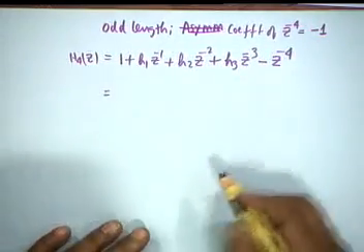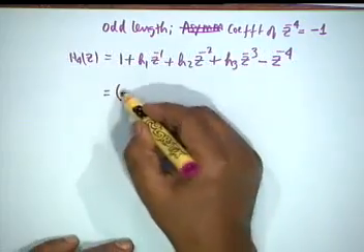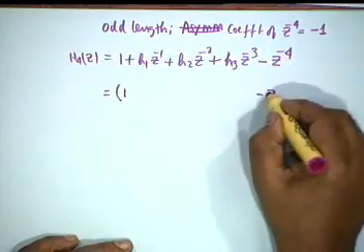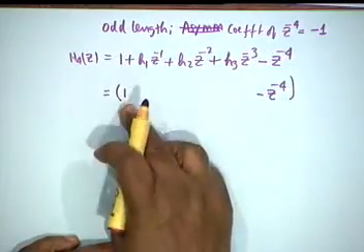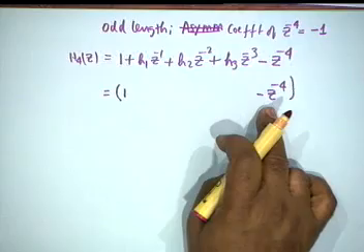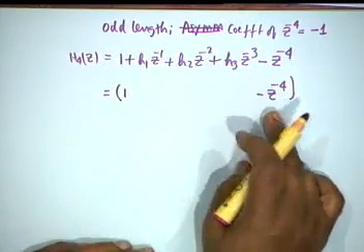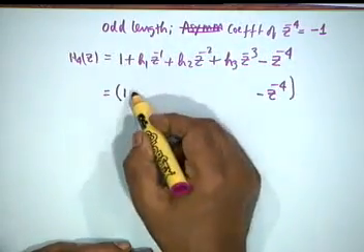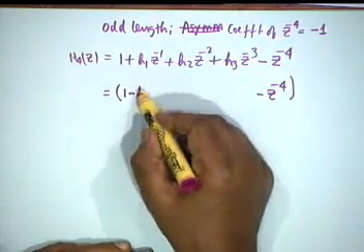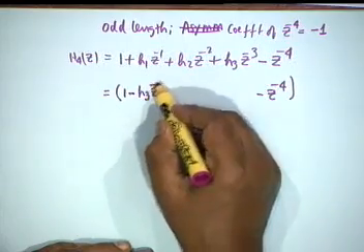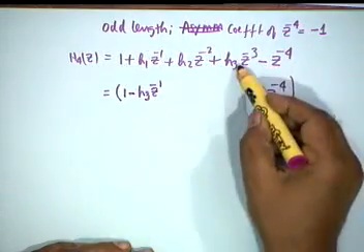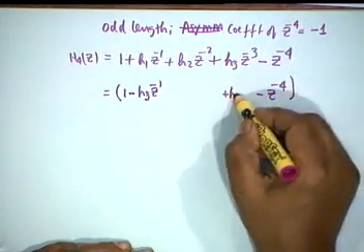To decompose this, we have to write like this: 1 minus Z to the minus 4. Since these are antisymmetrical, we have to make all of them antisymmetrical, and therefore, we have to make minus H3 Z inverse. I have plus H3 Z inverse. Okay.